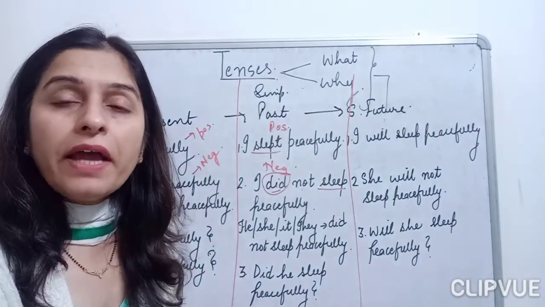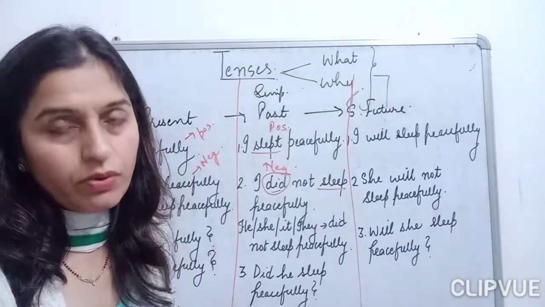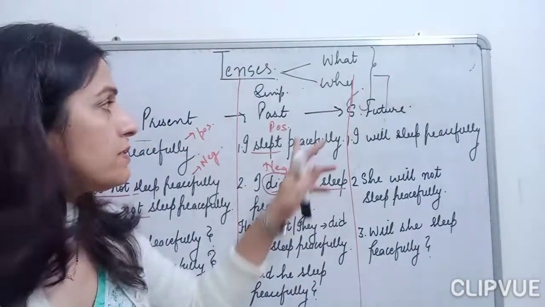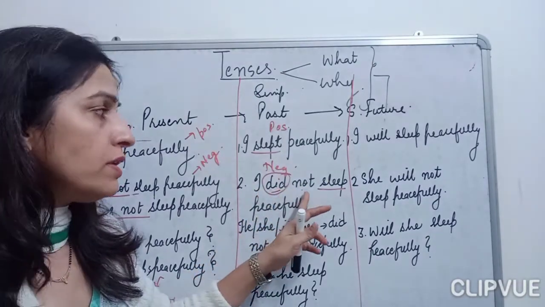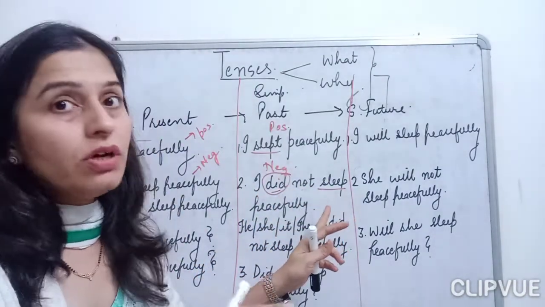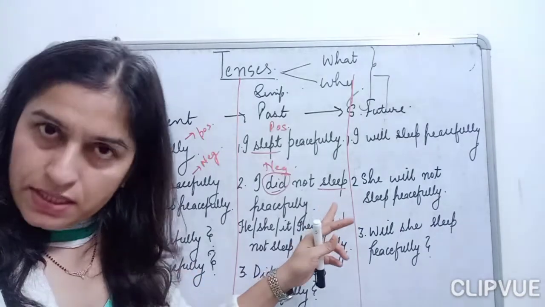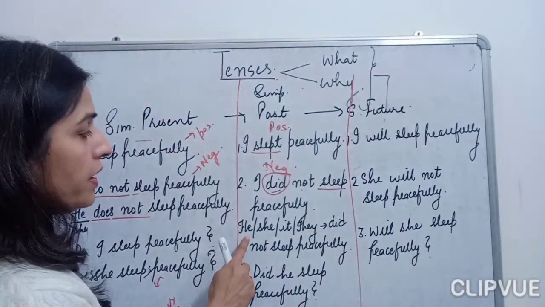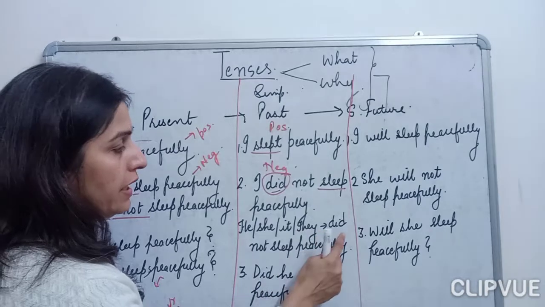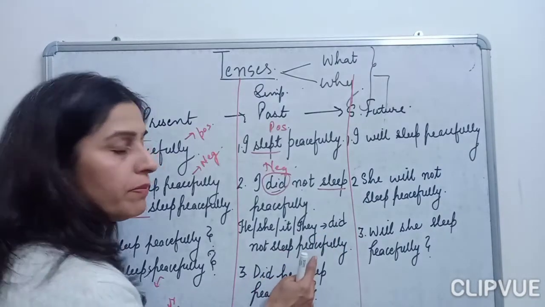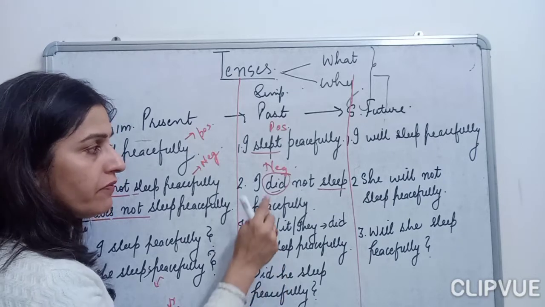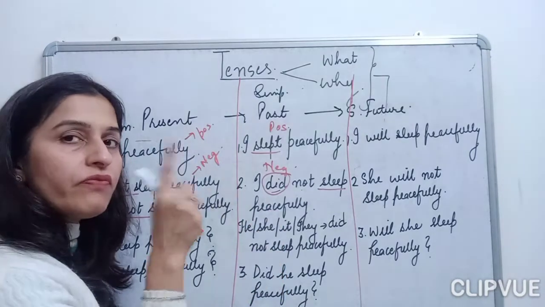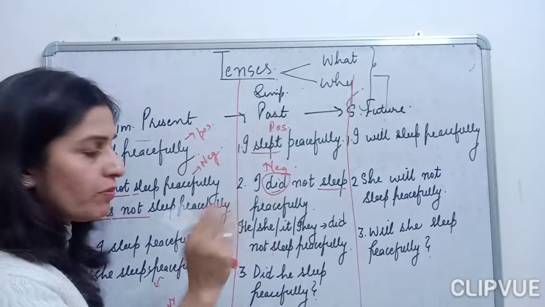Okay, like I ate food. Okay, I ate food. Simple sentence, I ate food. Okay, I did not eat food, not ate food. Okay, he, she, it, they did not sleep peacefully. Okay, so remember this, that with did, we always use the first form of the verb, that is the base form of the verb.